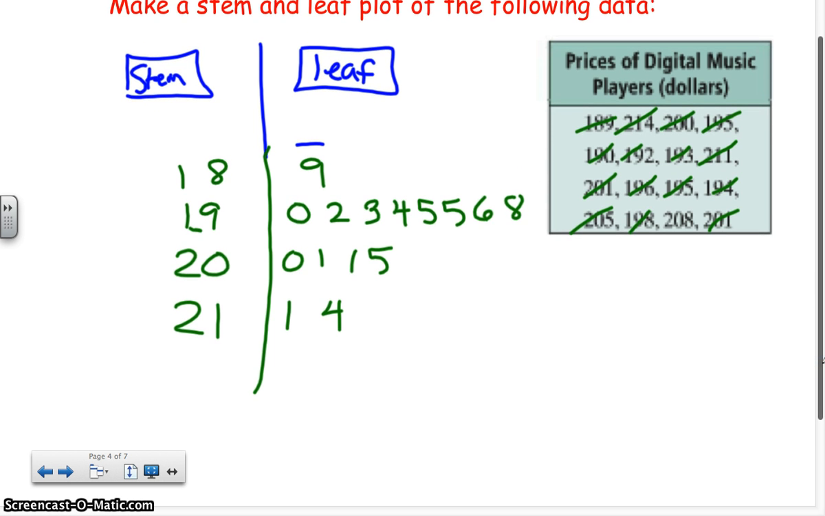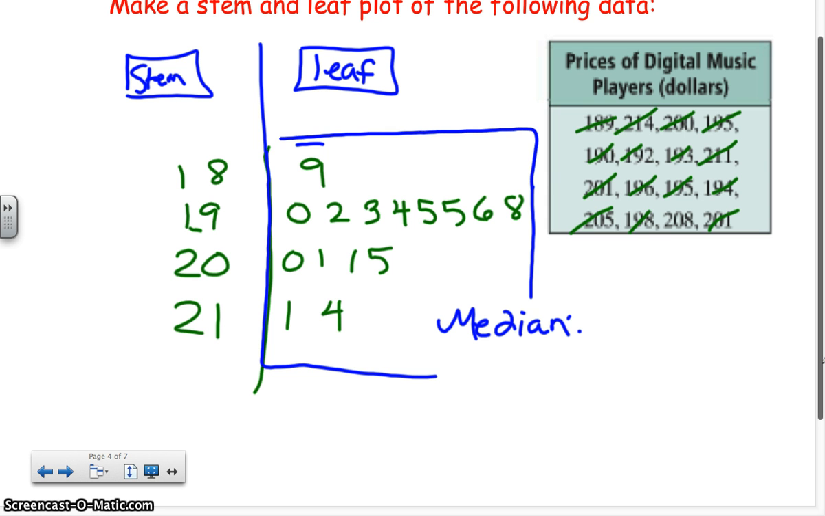Now some applications that they're going to ask you to use is to find the median. And when we find the median, it's pretty easy. What we need to realize is all we're really dealing with is the leaf section. So all I need to do is start crossing out the biggest and smallest. So 214 would be the biggest, 189 is the smallest. Followed by 211, then 190. Followed by 205, then 192. Continue this cycle.